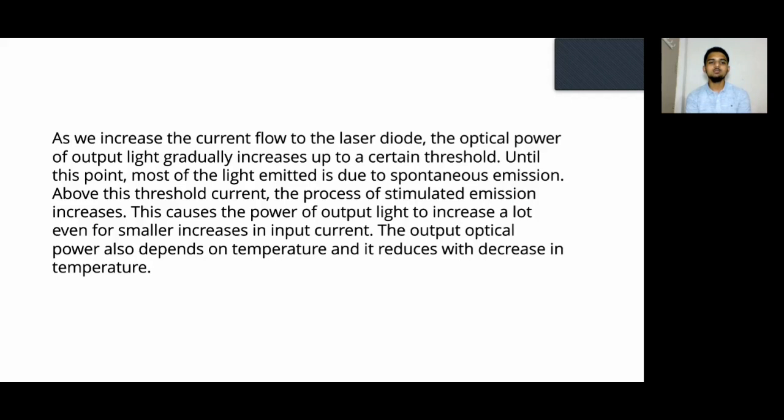The point above is the threshold current. Above this threshold current, the process of stimulated emission increases. This causes the power of the output light to increase a lot even for a small increase in the input current. The output optical power also depends on the temperature and it reduces when the temperature increases.